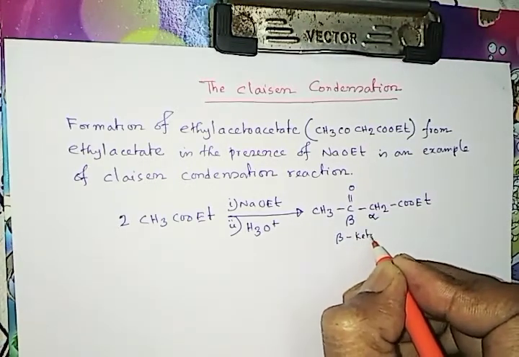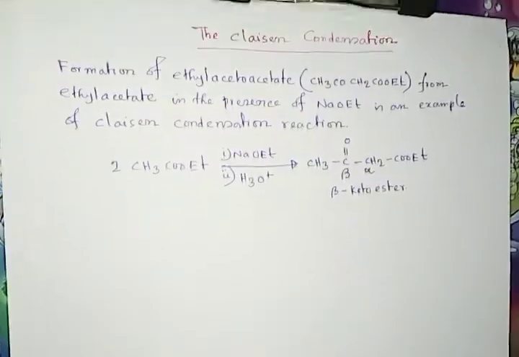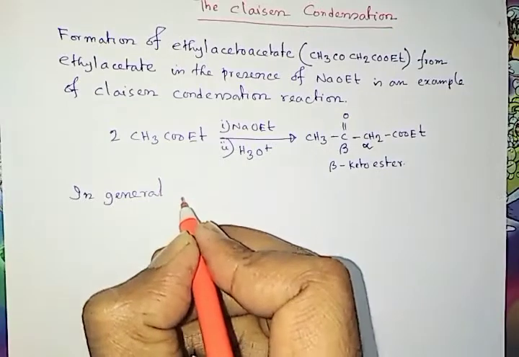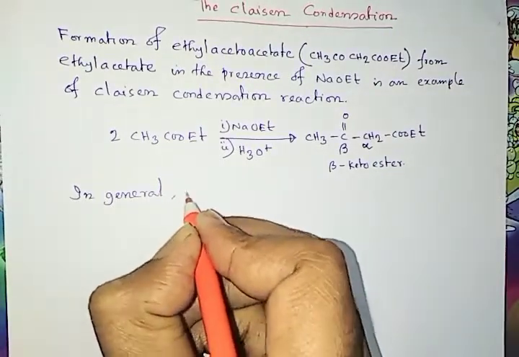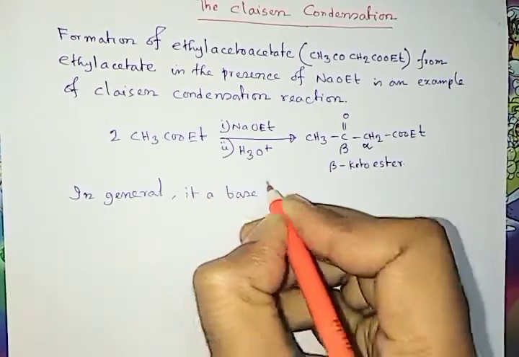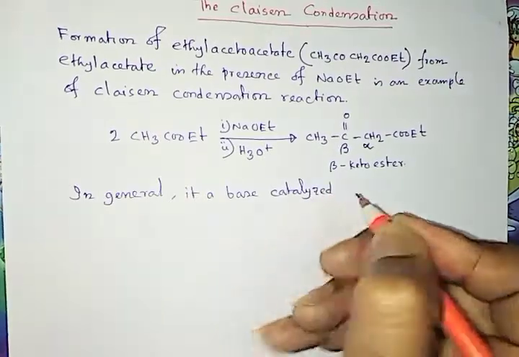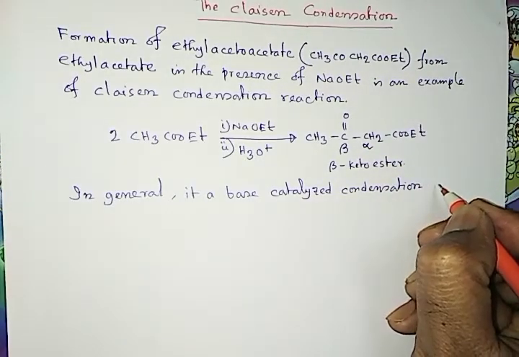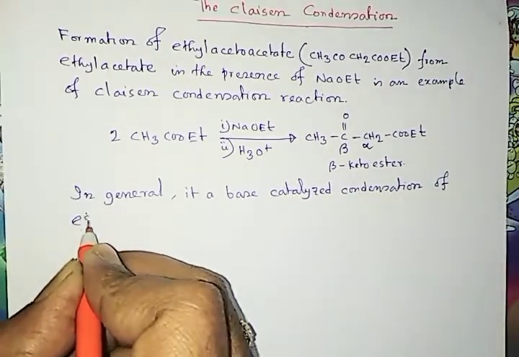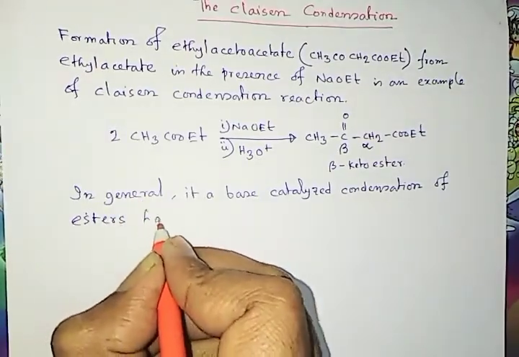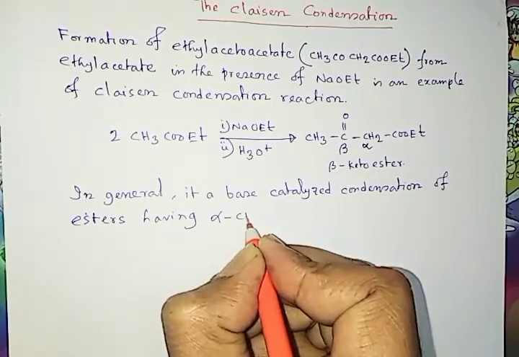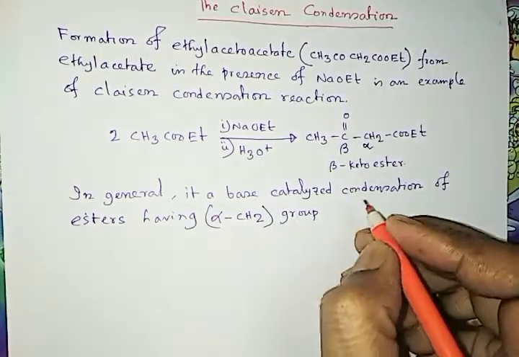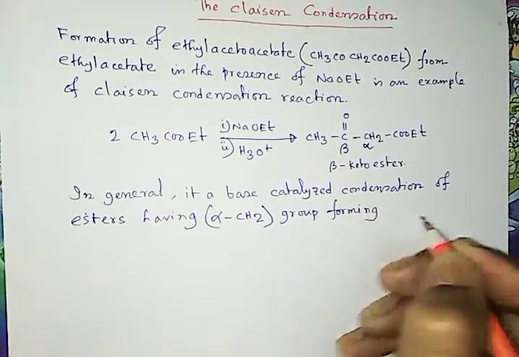Beta keto ester. In general, it is a base catalyzed condensation reaction of esters having an alpha CH2 group, forming a beta keto ester.